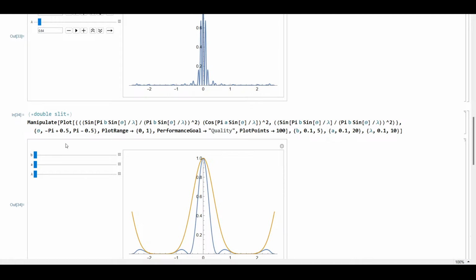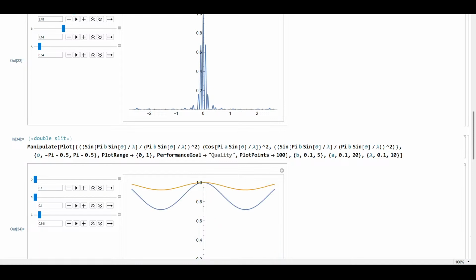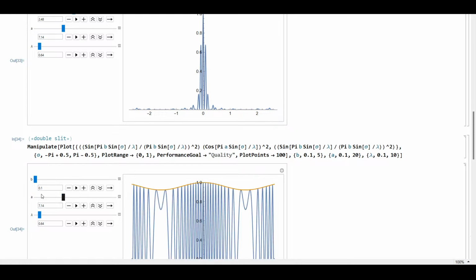So, let me keep the same values as above. So this needs to be 0.64. This needs to be 7.14. And this needs to be 2.48. Okay.